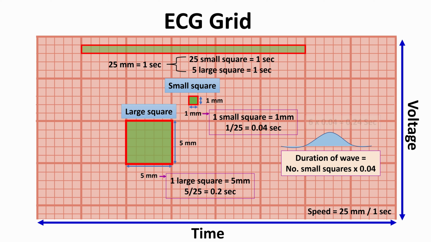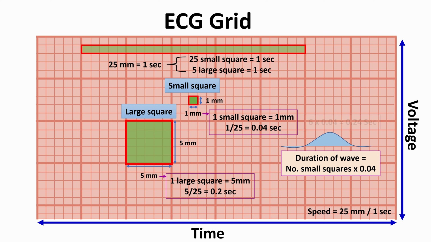The ECG paper is available as a roll of 20 or 30 meters, which when loaded into the ECG machine moves at a predetermined speed of 25 mm per second. But in our hospital, ECG speed is 50 mm per second. Okay, go to the settings and solve the problem, like you solve all your phone setting problems.